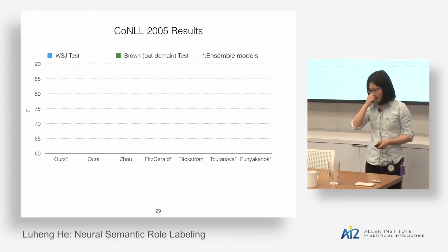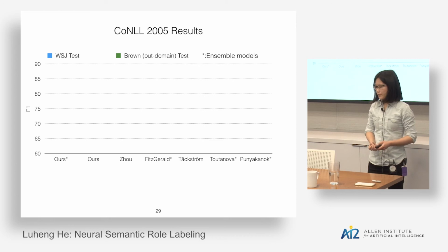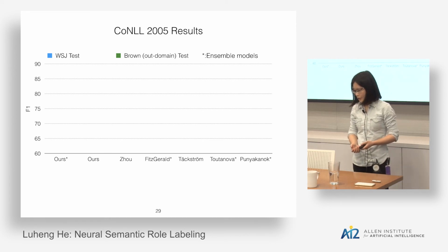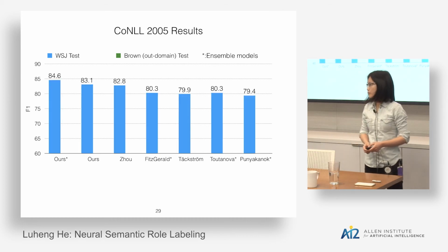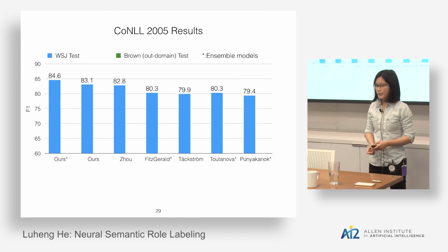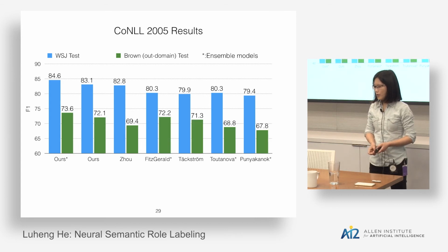So here's the results on CoNLL 2005. On the x-axis are all the models, including ours. The models with an asterisk are the ensemble models. Y-axis shows the F1 from 60 to 90. The blue bars are the results on Wall Street Journal, which is the in-domain test set. And the green bars are the out-of-domain test set, which is the Brown data set. So we outperformed previous state-of-the-art for both single and ensemble models.